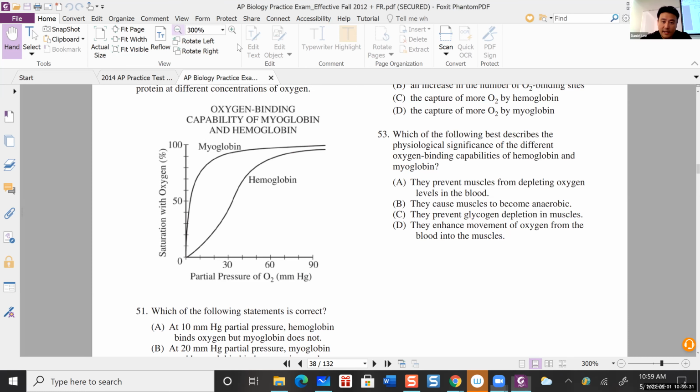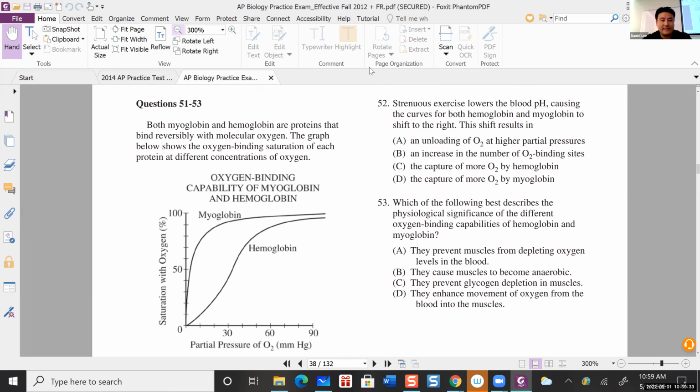So let's look at the next one. 52, strenuous exercise lowers the blood pH, causing the curve for both of them to shift to the right. That's what we're saying, yeah? So why do you want to shift to the right? You want to unload oxygen. You want to lower your affinity. If both shift to the right, you're lowering affinity at every single partial pressure of oxygen. So that's the answer. So the answer is A.